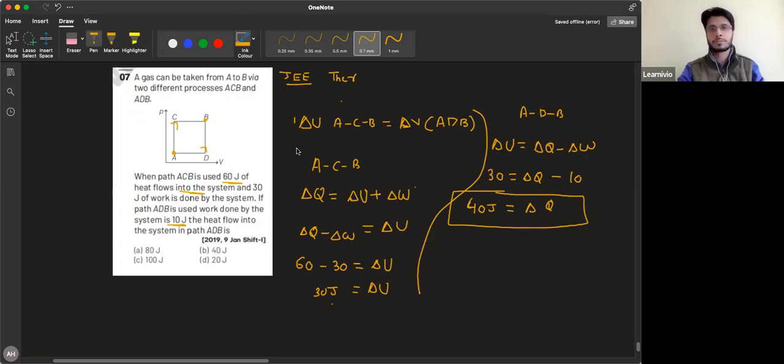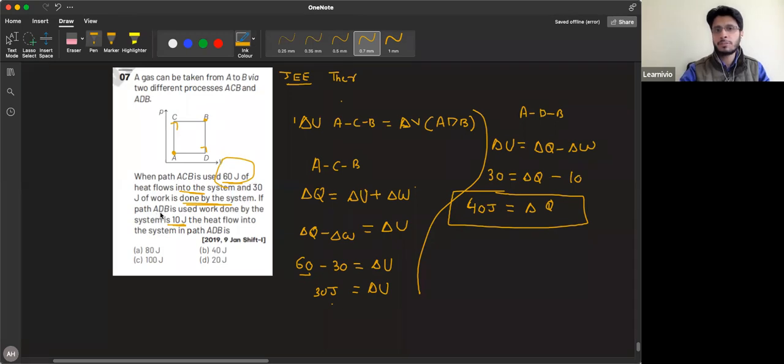Sir, shouldn't we apply a sign convention in this formula? I applied the sign convention, see. When path ACB is used, 60 joule of heat flows into the system. Flows into the system means the system is absorbing that heat, so it's positive. And 30 joule of work is done by the system. Whenever it says work done by the system, that means the system is expanding. If it is expanding, then it's 30. So it's 60 minus 30, 30.